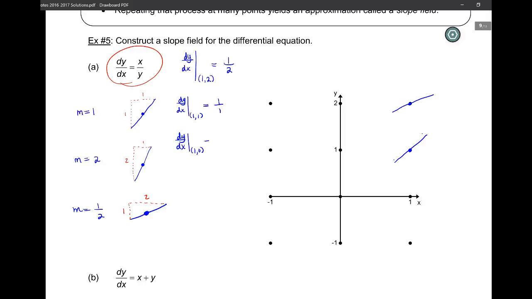Now the next one, let's go with the next one below that. Let's say (1, 0). Well, what happens in this situation? I get 1 over 0, which is undefined, right? So that would normally look like a vertical line, but we're going to leave these blank. In fact, all of these at (-1, 0), (0, 0), and (1, 0), we're going to leave these blank because these are all undefined.